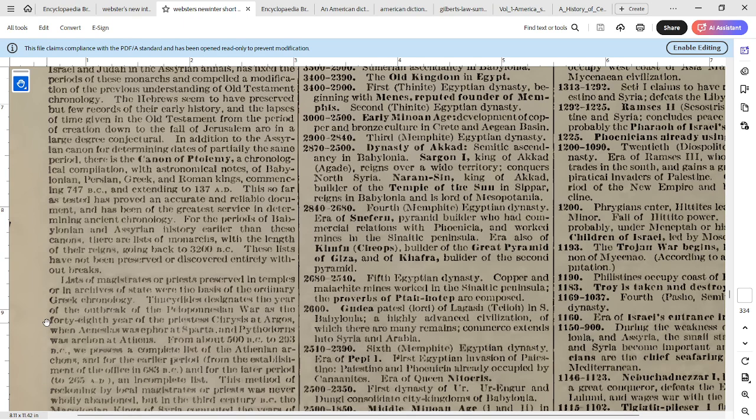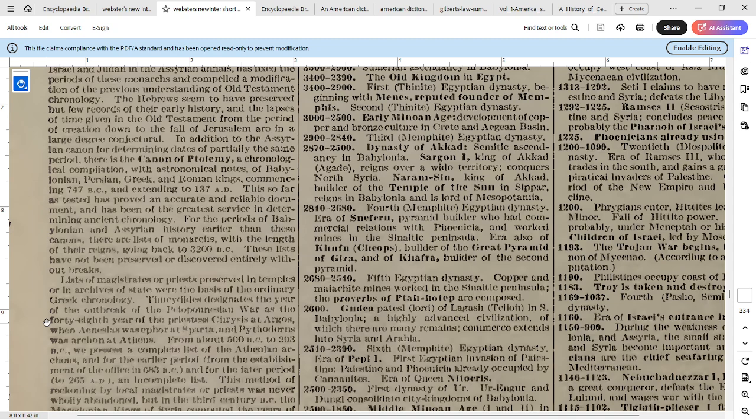In addition to the Assyrian canon for determining dates of partially the same period, there is the canon of Ptolemy, a chronological compilation with astronomical notes of Babylonian, Persian, Greek, and Roman kings commencing 747 BC and extending to 137 AD. This, so far as tested, has proved an accurate and reliable document and has been of the greatest service in determining ancient chronology.